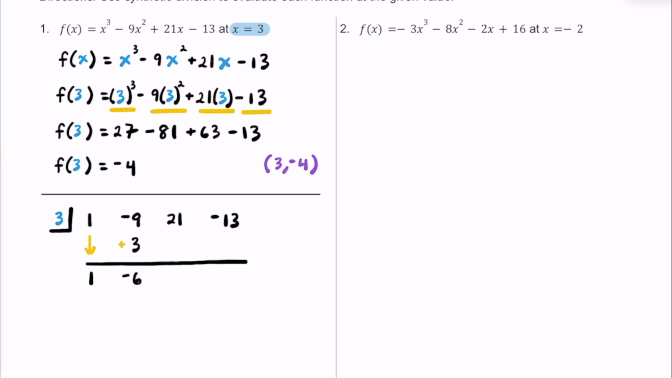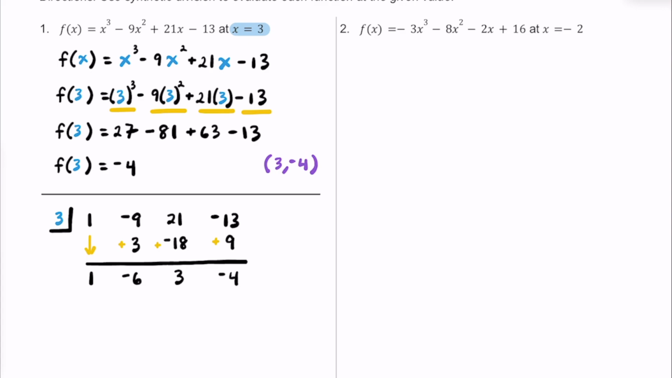All right, now I'm going to repeat the process here. So this 3 multiplied by negative 6 is going to be negative 18. Let's put that underneath this 21. And let's add this column here. So 21 plus negative 18 is really just 21 minus 18. So that's going to be 3. And then finally, just one more time, 3 multiplied by this 3, that's going to equal 9. Let's add this column one more time. And this negative 13 plus the 9, that's going to equal negative 4.